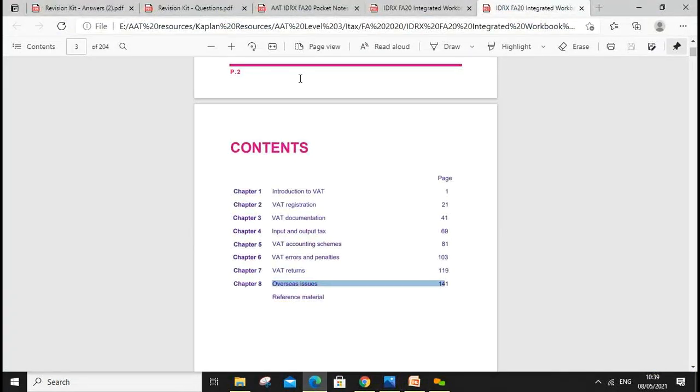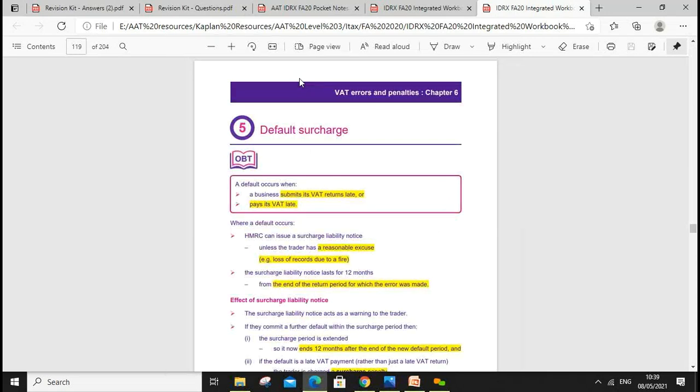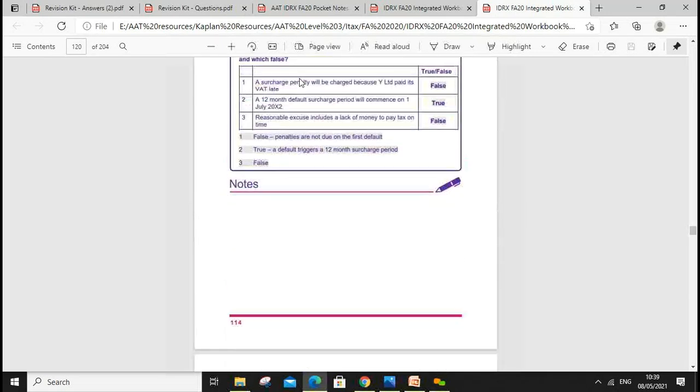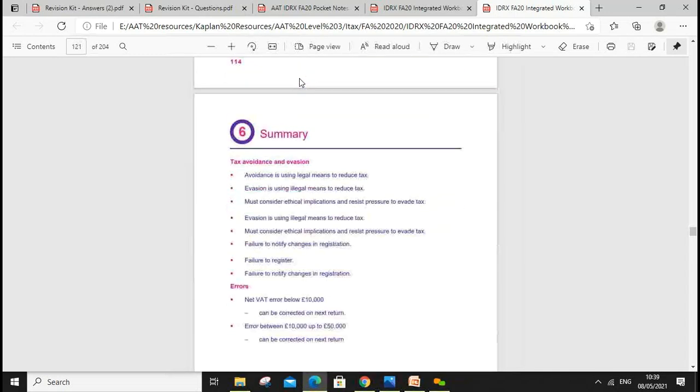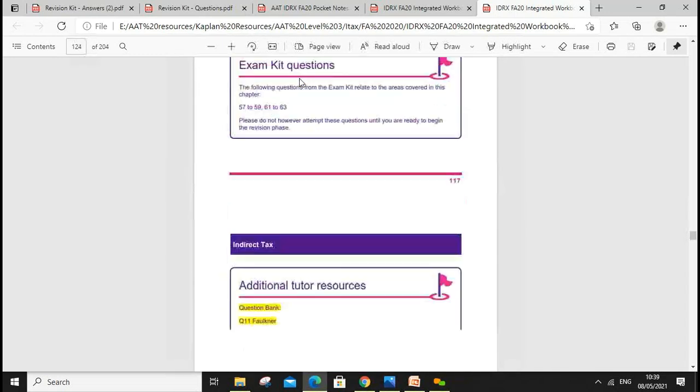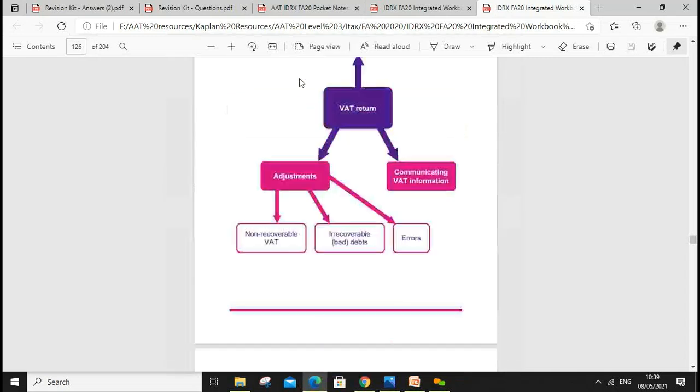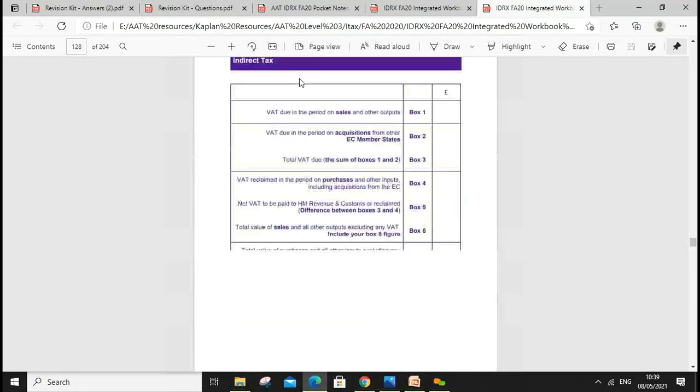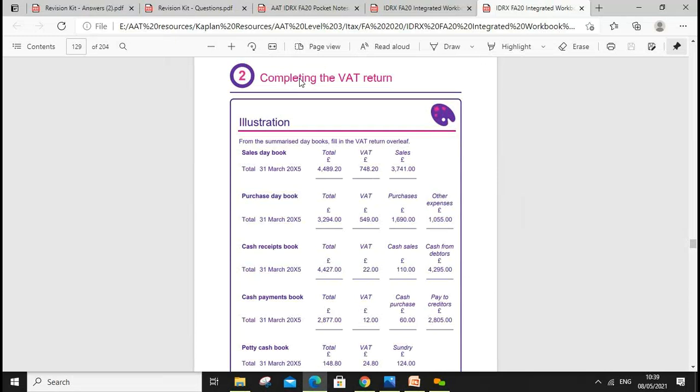Chapter 7, page 119, so we can go to page 119 and look around. In our assignment, you can pick the example from here as well, like you did in one of the other assignments. So this chapter is the VAT return, and you will see the sales day book, how much.